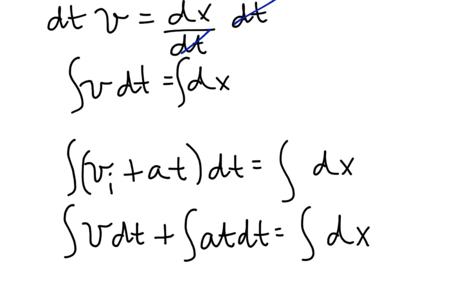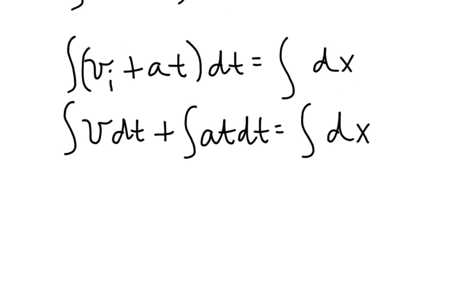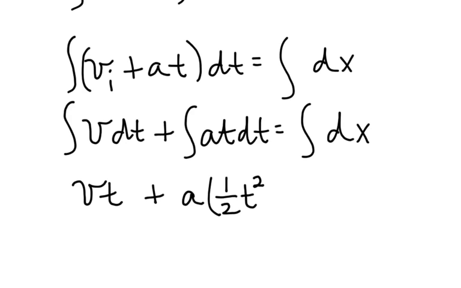Notice I also dropped the subscript of i for initial as well, which is okay. And now I will go ahead and integrate. So what I'm going to get here is vt plus, this one here is actually going to be a times 1/2 t squared.